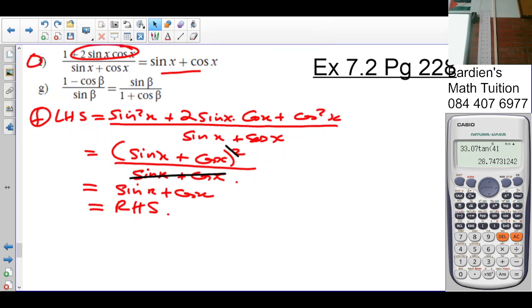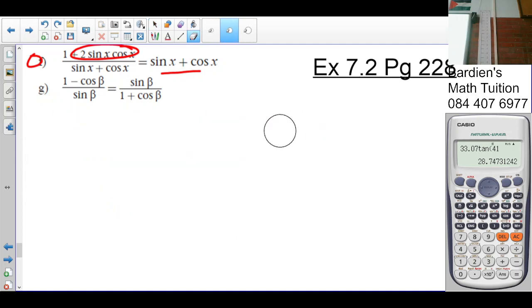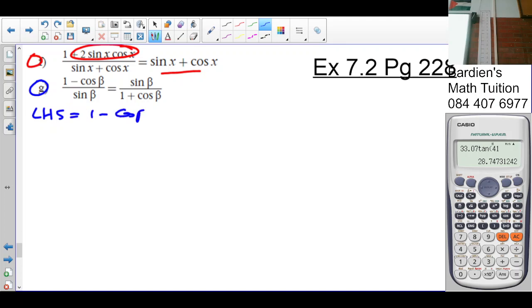Looking at G. Many things I can do. Many things. But what I'm going to do is multiply this left hand side by sine over sine. Remember, if you multiply something by number 1, I don't change the value of anything. Not so. So the number 1 I choose here is going to be sine b over sine b.